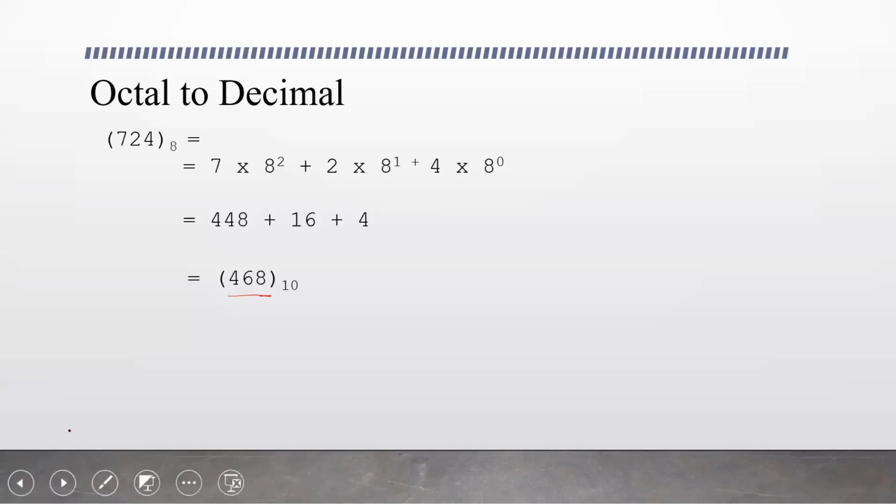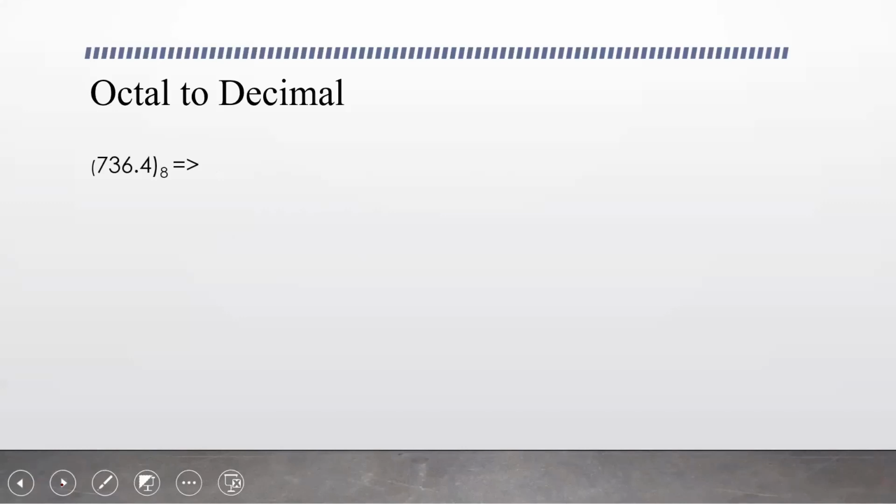And let's convert 736.4 from base 8 to decimal. How do we convert? Here we have a decimal digit. So here is the 0th position. 6 is at the 0th position, the least significant bit, and digit 3 is at first position and 7 at second position. So we write 7 into 8, as it is an octal number, we give the base 8, 8 power 2 plus 3 into 8 power 1 plus 6 into 8 power 0.